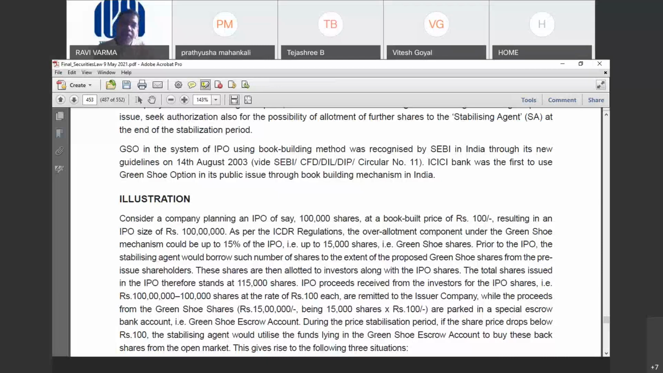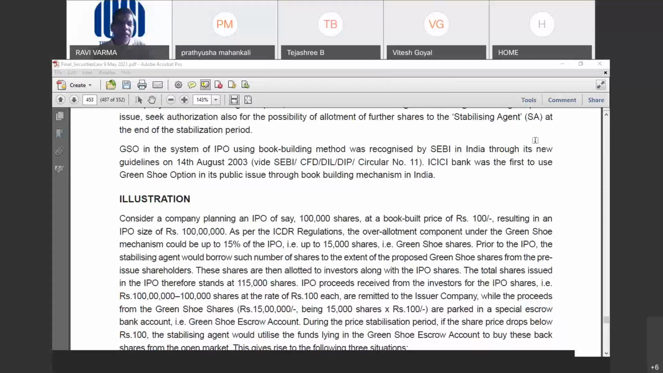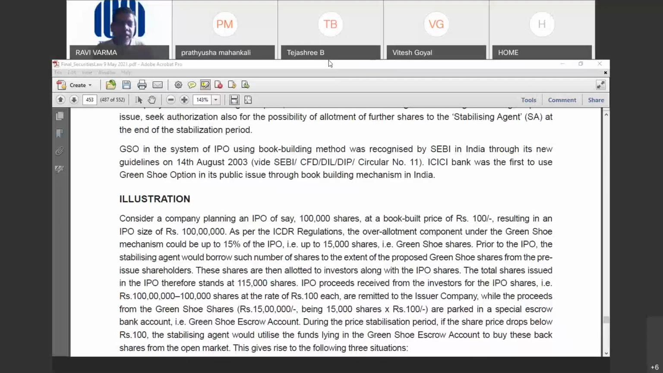That is the first scenario, in case the market is going good. Second scenario, what may happen? Instead of 100, the price may come down to 95, 90, then again 80, 90. Now the price is going down, so it's a concern. What will the stabilizing agent do? He will exercise the option and start purchasing the shares from the market because the price is too low. Since he has the money for 15,000 shares, 15,000 multiplied by 100, he has 15 lakh in the kitty.